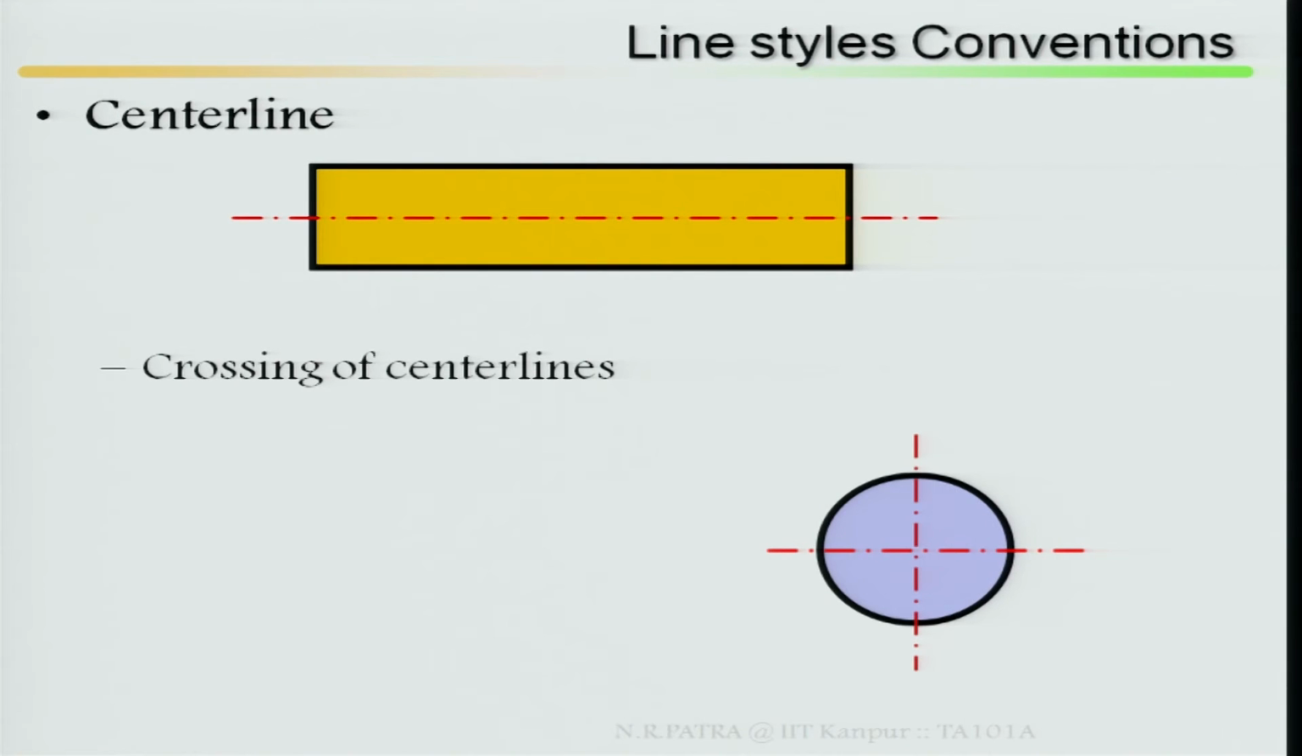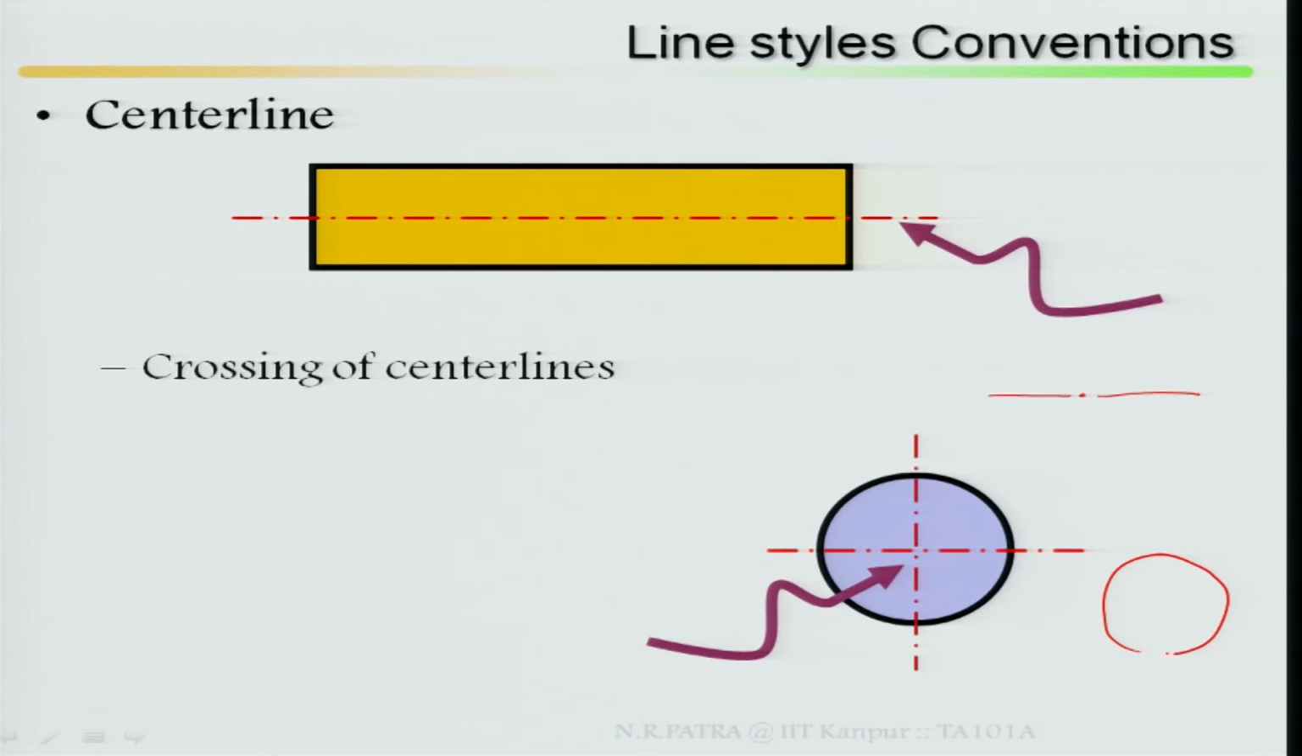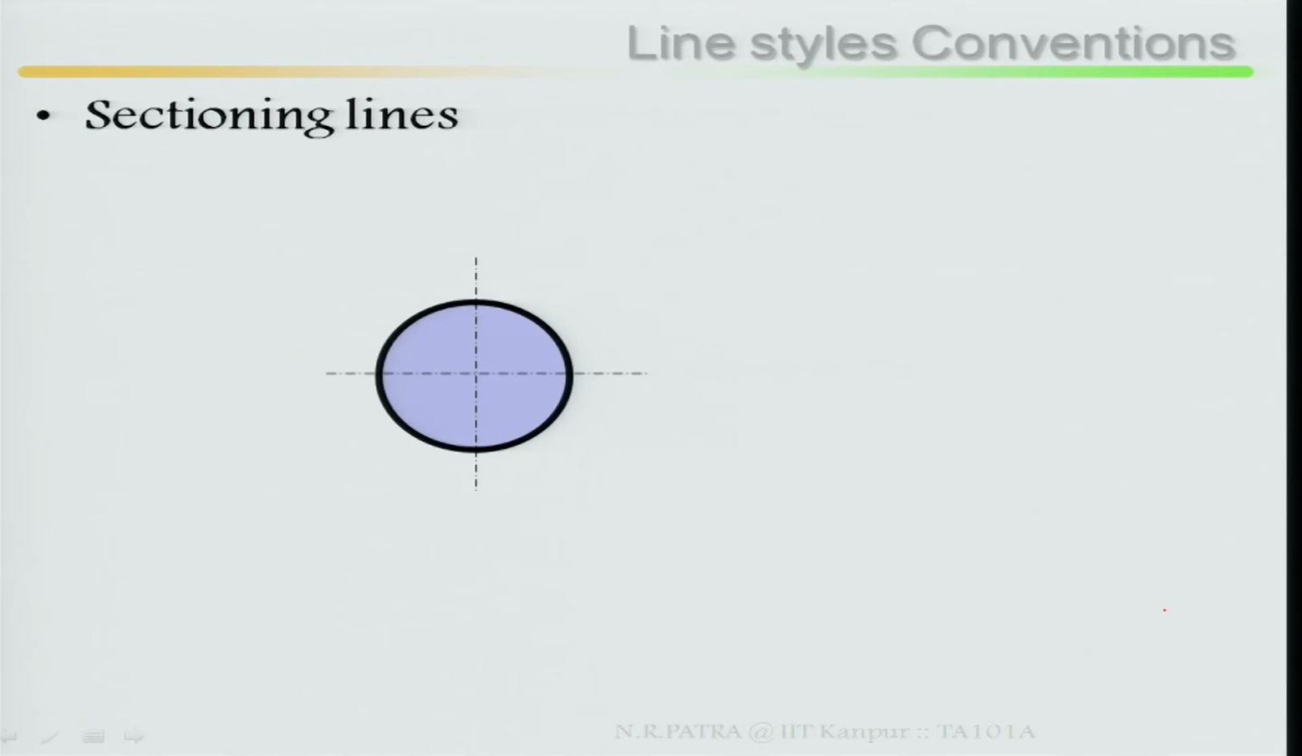Now, center lines, line styles and conventions. Before I go for a few more examples, this is your center line. I have said earlier, this is your center line, then this is the crossing of your center lines. That means, if there is a circle, then the crossing of the center lines goes here, and this part is your crossing of the center lines.